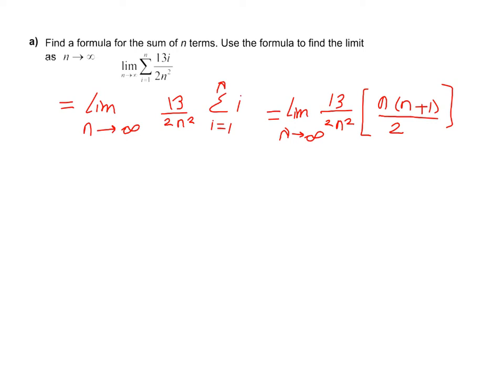Now, I think that we can simplify this writing. The expression becomes limit as n approaches infinity of 13 over, let's multiply this 2 by this 2, so the result is 4, and leave everything n inside. So n times n is n squared, plus n times 1 is n, over this n squared should be written here, n squared.